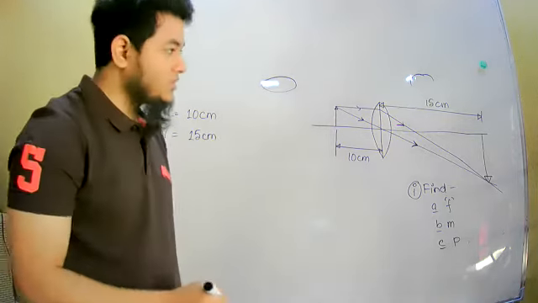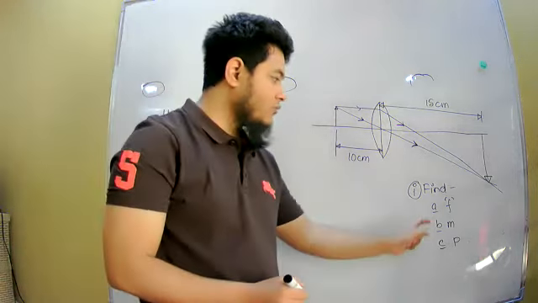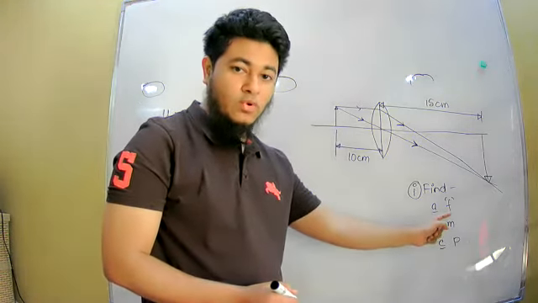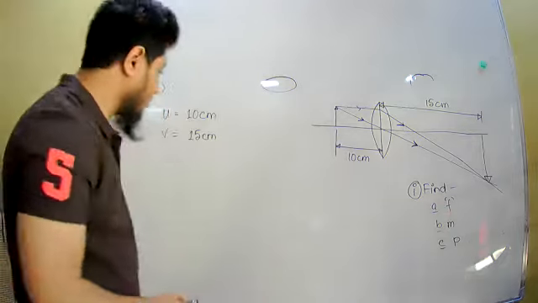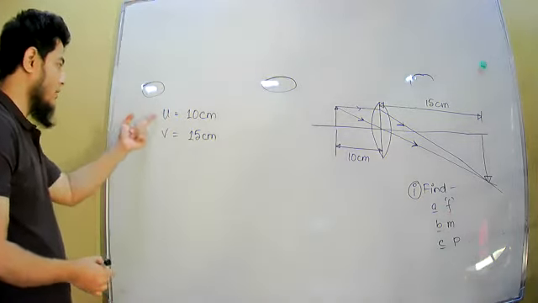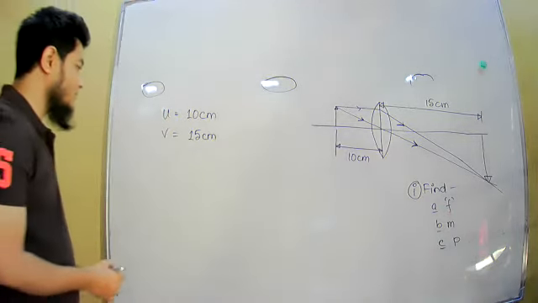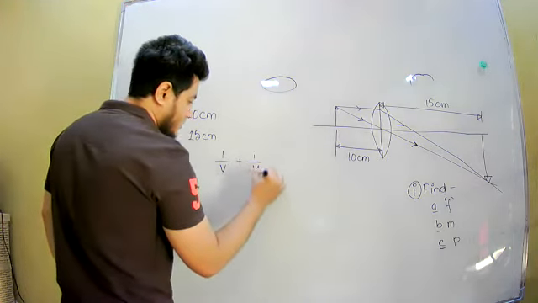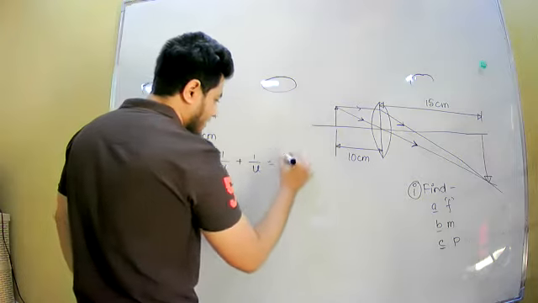Okay. So these are the two pieces of information given, and we have to find out these three quantities. One, focal length. How can we find it out? We know that it has a relation with u and v. So 1 by v plus 1 by u is equal to 1 by f.